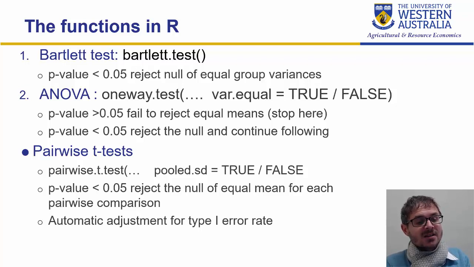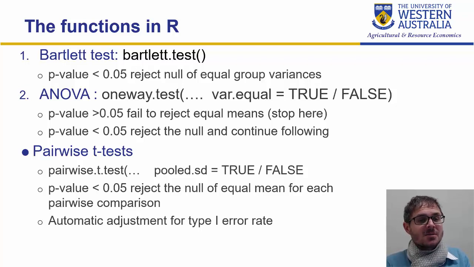P-value greater than 0.05, do not reject the null that all the group means are the same. P-value less than 0.05, do reject the null that all the group means are the same, and then try and work out which group means are different via your pairwise t-tests. And if we use the pairwise.t.test function, it automatically controls the type 1 error rate.